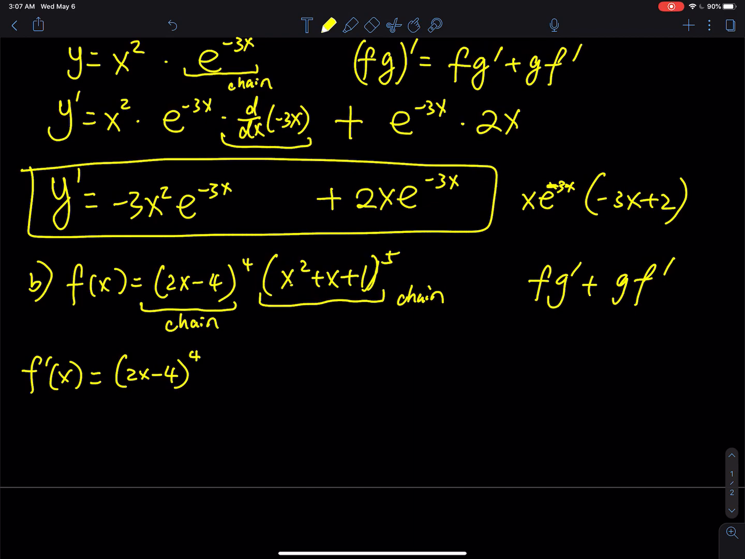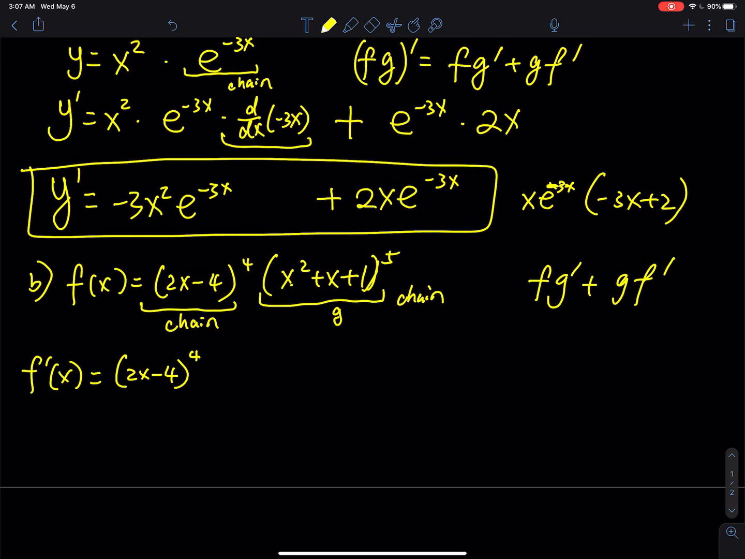Another way to use the chain rule is with the 2x minus 4 raised to the 4th. You don't want to open up the 4th power, right? Because that is a lot of algebra in there. And then g prime, so this is your g. There is a chain rule in there. So what is this composition function? We have a parabola, x squared plus x plus 1, inside a 5th power.